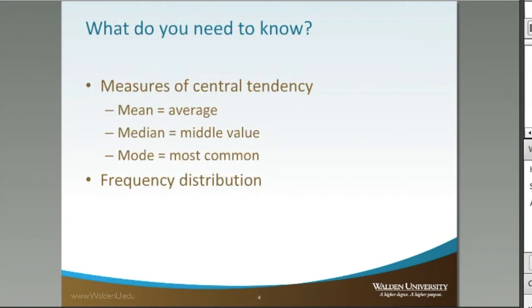Again, you need to know measures of central tendency. The three biggies are the mean, which is the average. Sometimes you'll also find the median being used. The median is the middle value, and the mode is the most common value. And of course, in a perfectly normal distribution, the mean, the median, and the mode are going to be the same number. In nature, that doesn't always happen, and I'll show you some examples.